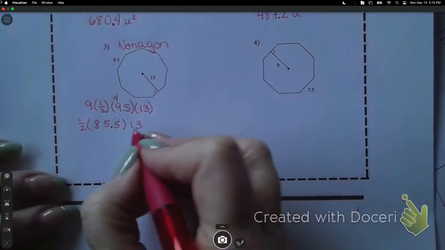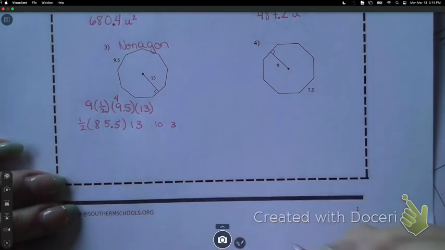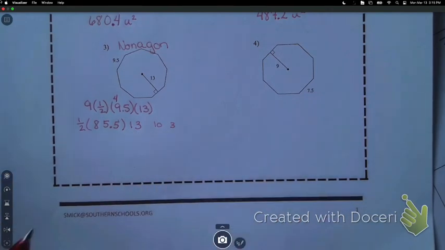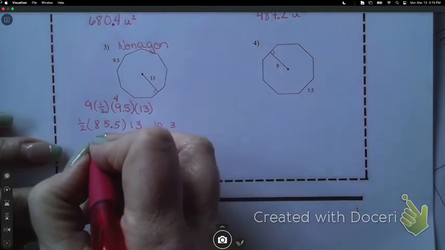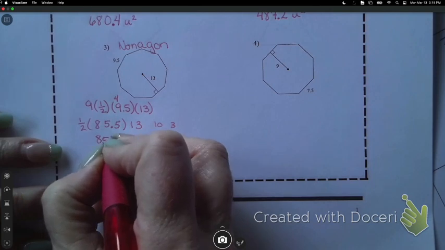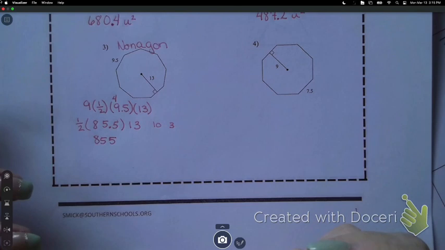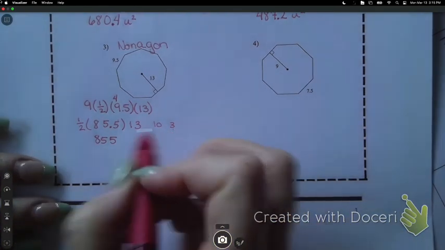So I am personally going to multiply by 10 and by 3 and add them together. Why would I do 10 and 3 rather than 13? Is it easier to do that? Yeah. So 10 times 8.55 would just be 855 with no decimal, right? And now I don't have to deal with any decimals. I think I still do. Okay, and then times 3.